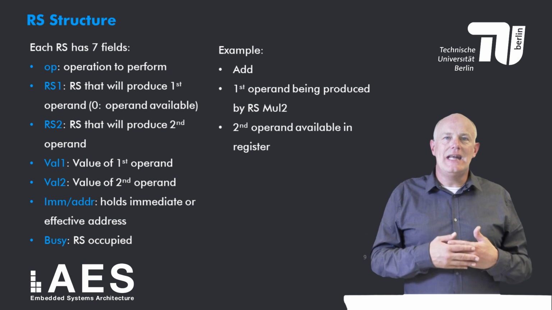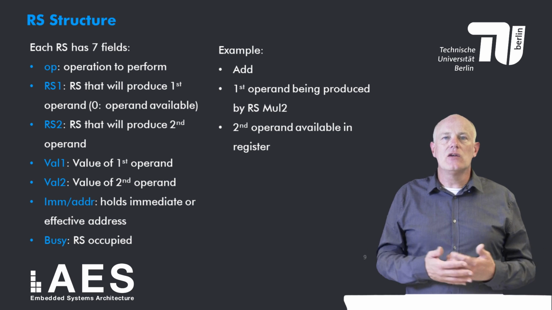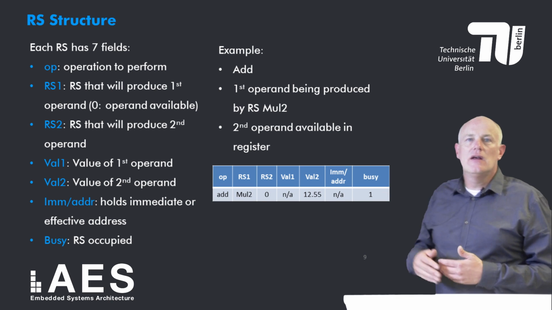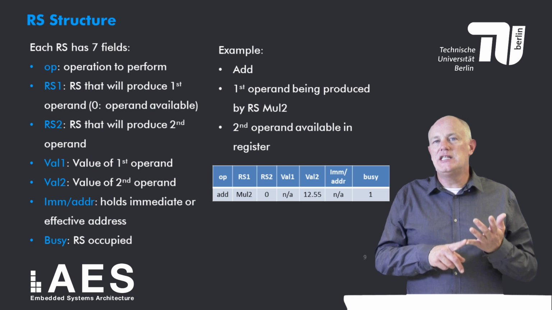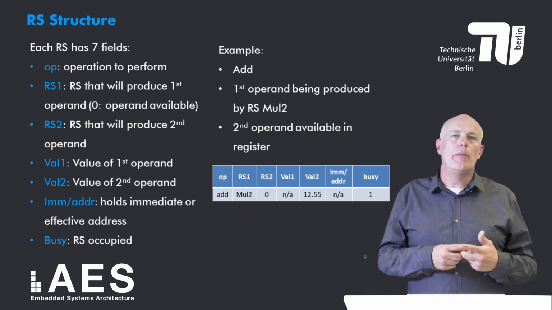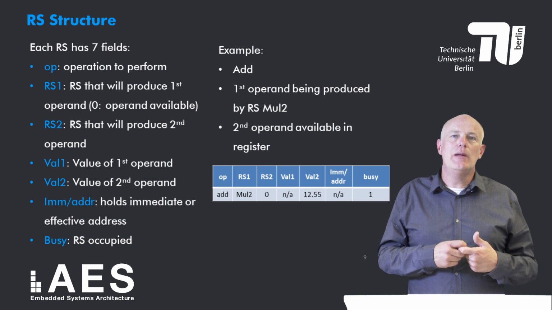Suppose the instruction is an add, the first operand is being produced by mul2, and the second operand value is available in a register. Then the content of the reservation station is as shown here. The operation is an add. RS1 is mul2 since mul2 produces the first operand. RS2 is 0, indicating that the second operand is available.